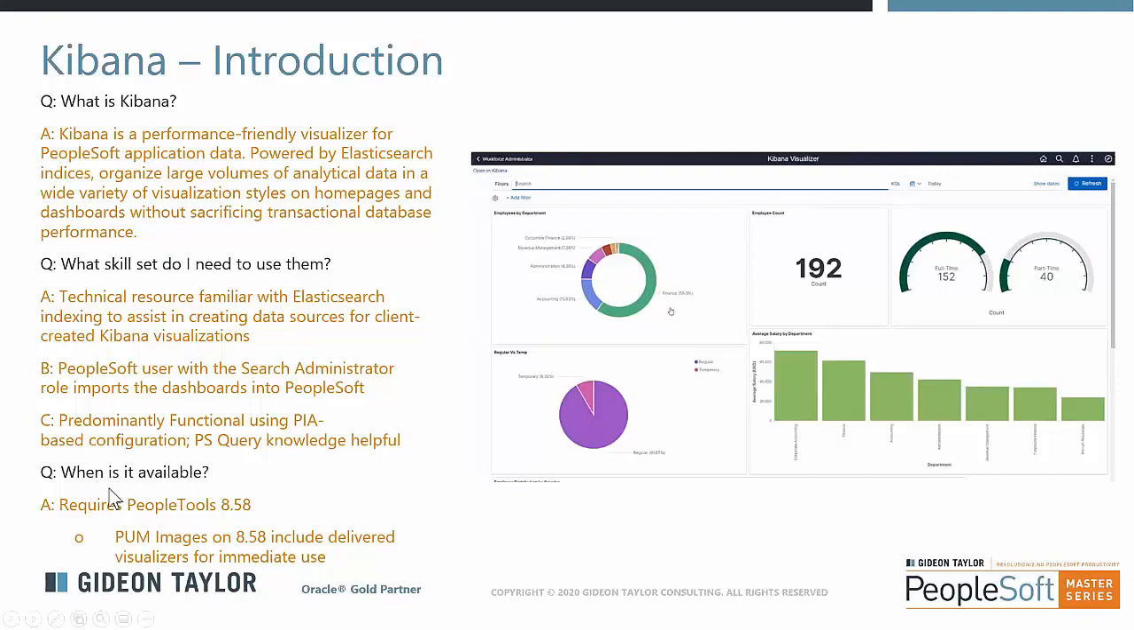So in Tools 858, new release, it goes beyond using just the delivered visualizations to allow you to actually create your own. Again, this is a very technical tool for setting up the indexes or for creating visualizations and putting those into PeopleSoft. You're using a separate tool to create the visualizations and then embedding those in various places inside of PeopleSoft. And there are some new tools with 858 to include those visualizations.